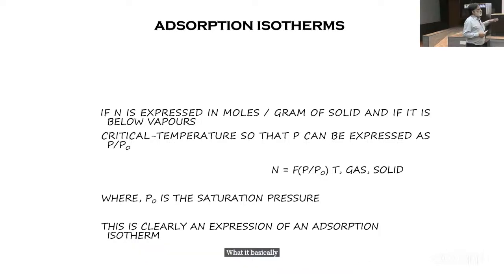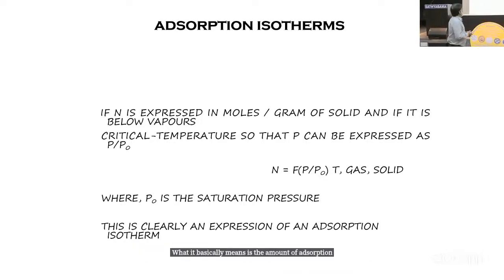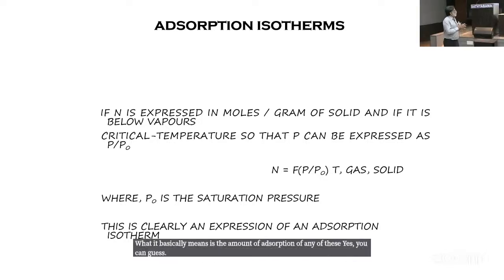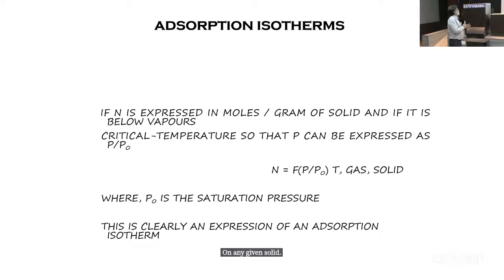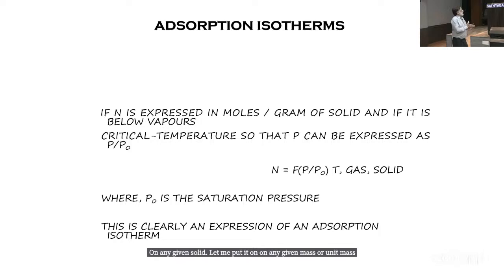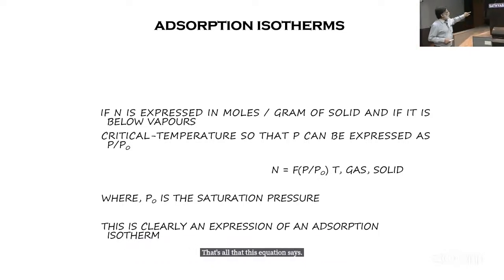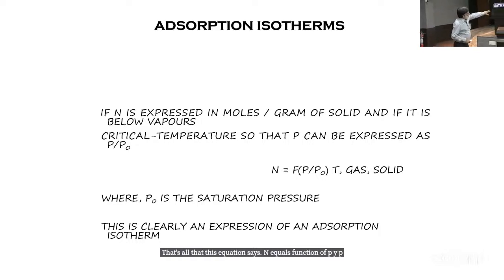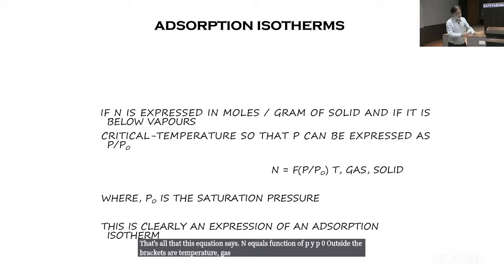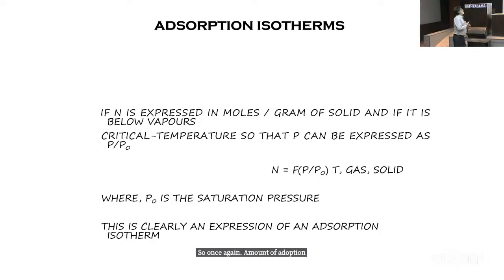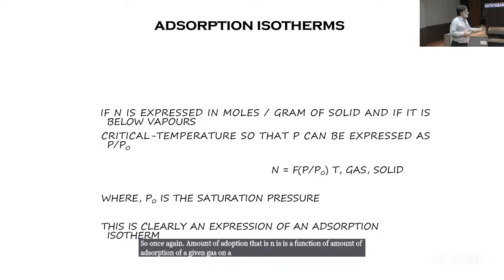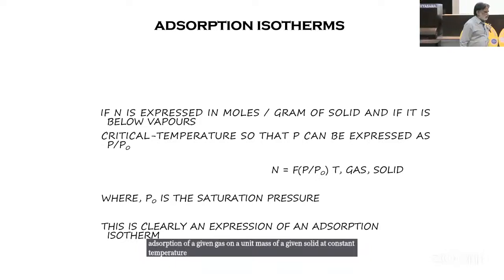What it basically means is that the amount of adsorption of any given gas on any given solid, or let me put it, on any given mass or unit mass of a given solid at constant temperature, is proportional to the pressure. That's all that this equation says. N equals a function of P by P0. Outside the brackets are temperature, gas, and solid, which remain constant. So once again, the amount of adsorption, that is N, of a given gas on a unit mass of a given solid at constant temperature is a function of pressure. That's what this equation is.